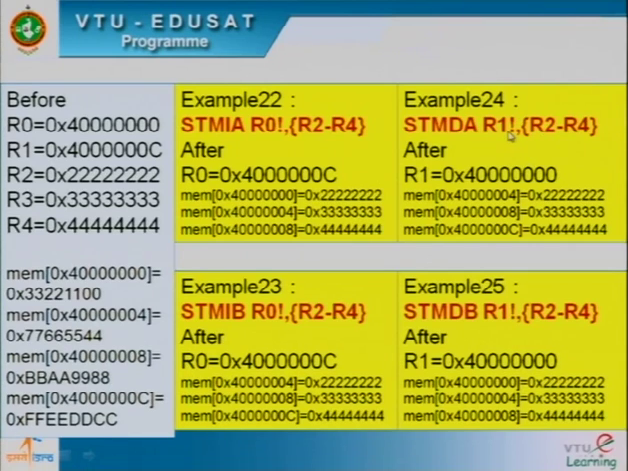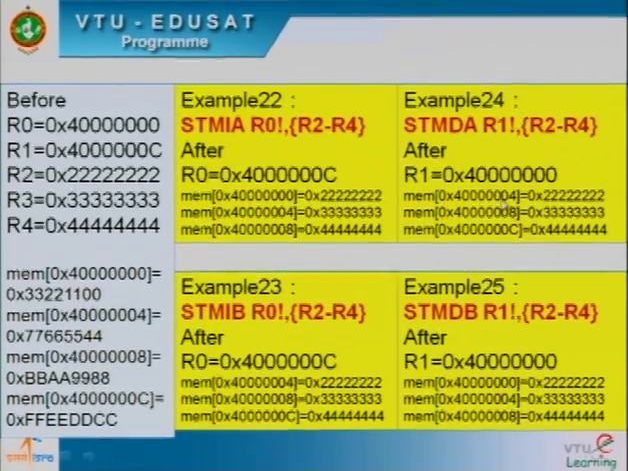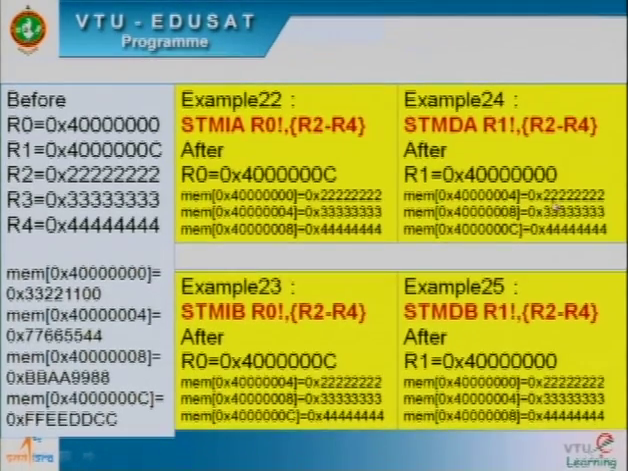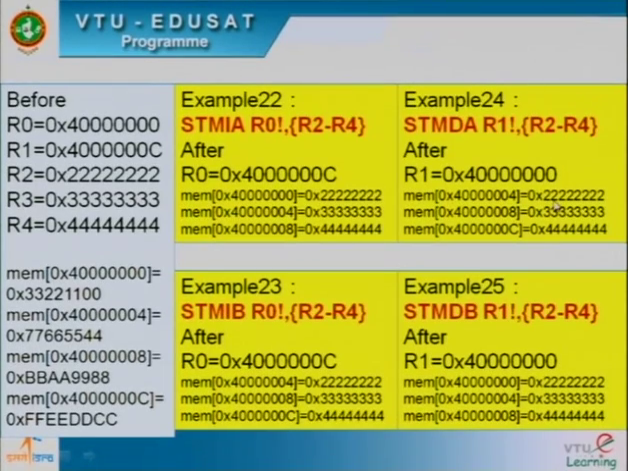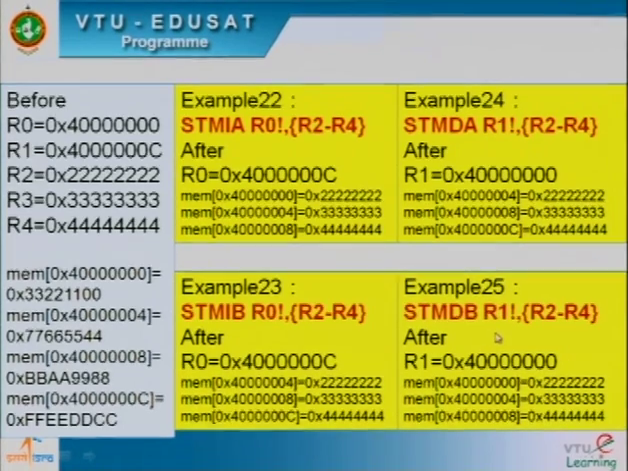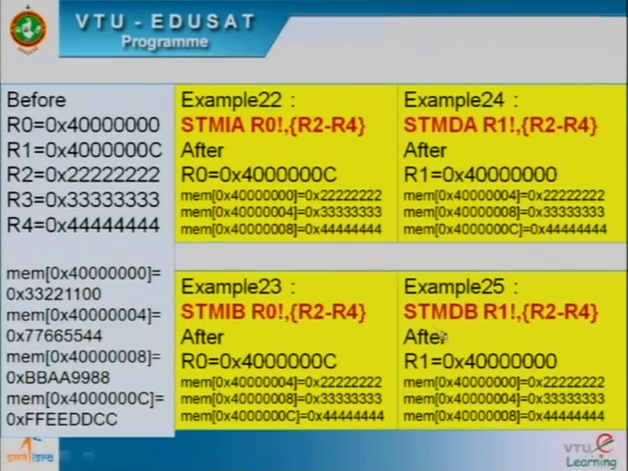Every time when we say decrement, it is minus 4 here, because again it is a word transfer. So memory location 0x4 followed by 6 zeros and 4 will have the R2 value. Then 8 will have the R3 value, and C will have the R4 value. Similarly, we have the last example in this discussion, example 25.